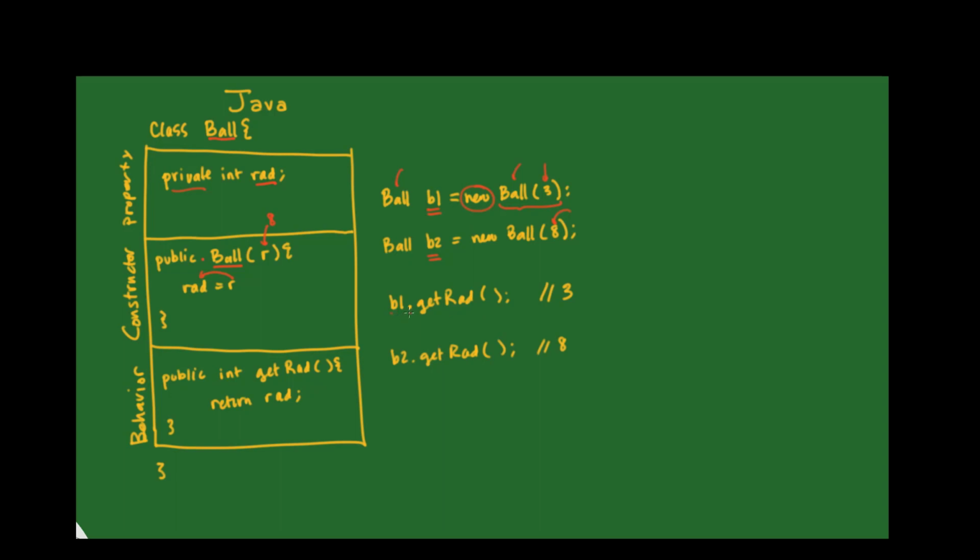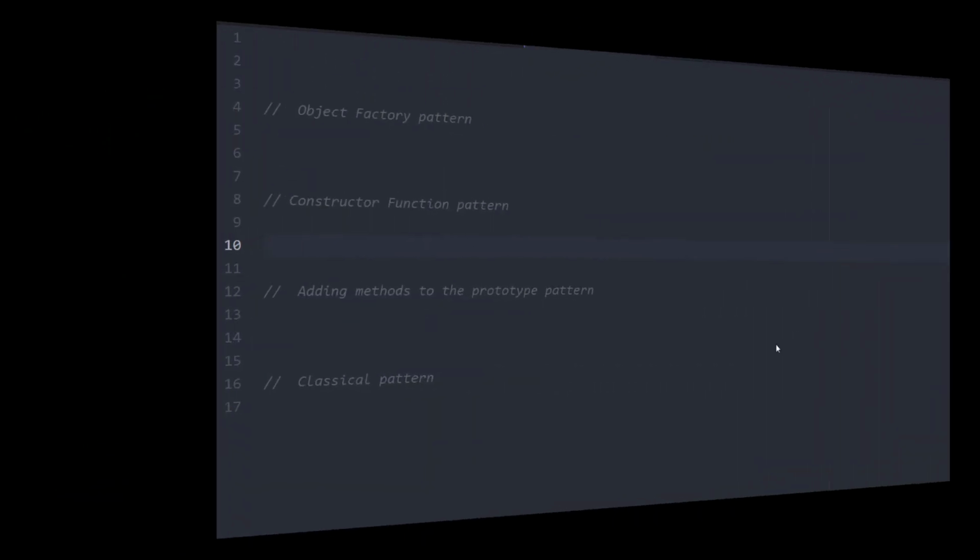So to access a method inside of an object, I use the dot operator. I simply say B1 is the object, and I say getRad, and it's going to return the radius for that object. So it'll return 3 for B1, and if I say B2 getRad, since it has a different variable, and it's called an instance variable because each one of these objects is a different instance of the ball class, when I call the same method on B2, it's going to return the radius for that ball.